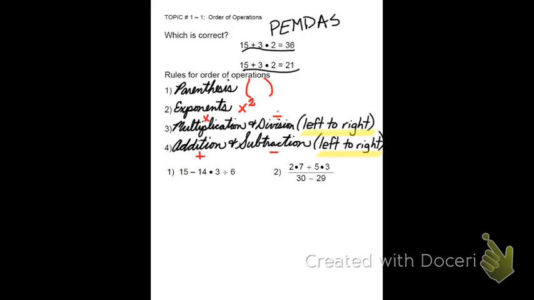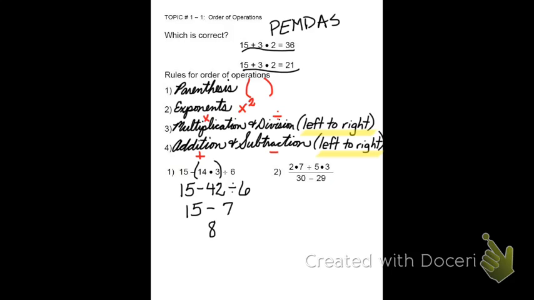Okay, so let's look at number 1. 15 minus 14 times 3 divided by 6. Your first thing to look at doing is the operation of the 14 times the 3. So this is going to be 15 minus 42 divided by 6. All right, the next thing you're going to look at is the 42 divided by 6, which would be 7, and subtracting that from 15 would give you 8.